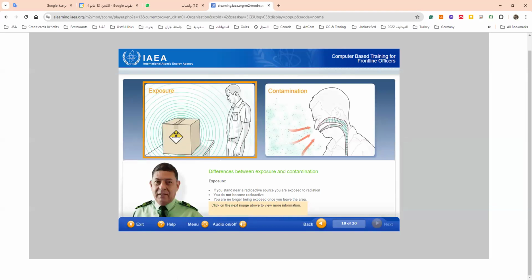Exposure and contamination are different. Exposure: if you stand near a radioactive source, you are exposed to radiation. You don't become radioactive. You are no longer exposed once you leave this area. Contamination: radioactive material on or in your body, through ingestion, inhalation, or absorption, we call this contamination. You are radioactive until the material is removed, washed out of the body, leaves your body, or totally decays.